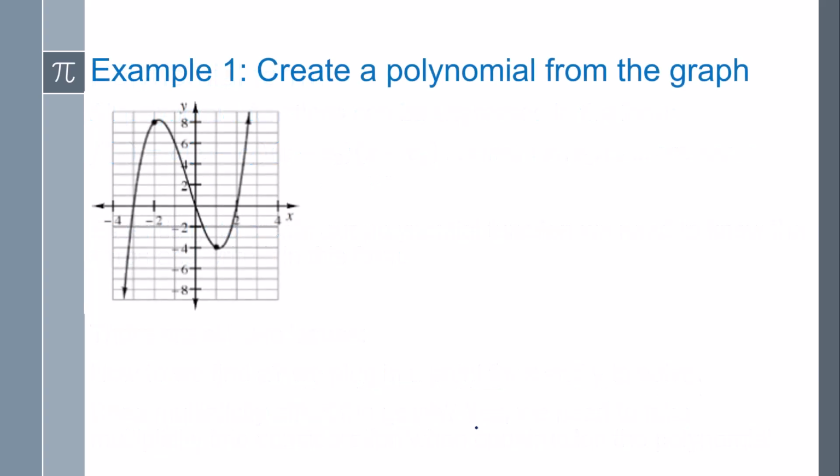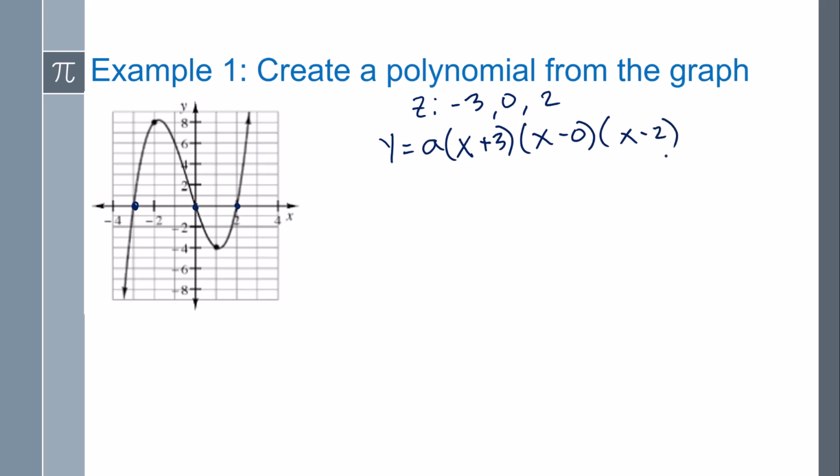So here's our first one here. So my zeros are going to be -3, 0, and 2. So that's where it crosses. -3, 0, and 2. So I can write it as y equals a times x minus my 0, x minus my 0, x minus my 0. So it's always x minus whatever your 0 is. Now you can kind of simplify it a little bit. X minus 0 is just x, and then x minus 2.